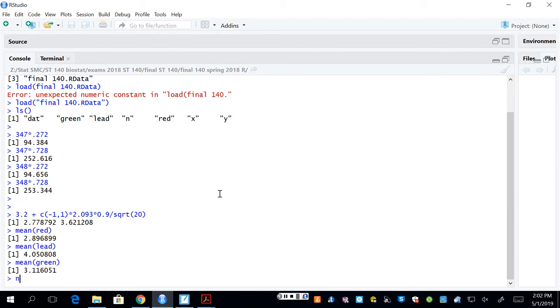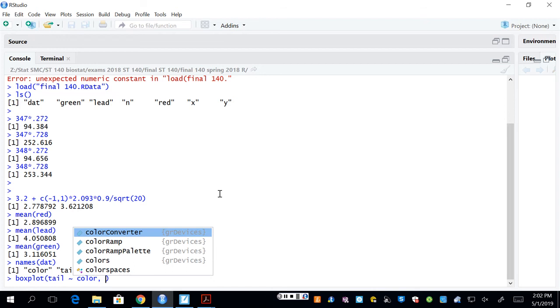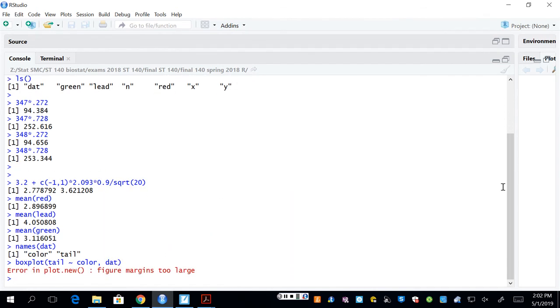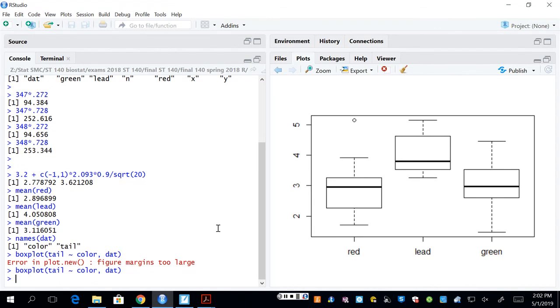What are the names of the variables? Tail, I just call it the tail length. So the box plot of the tail as a function of color for these data. It just means it wants to see it. Like that. Similar pattern to the things on there.